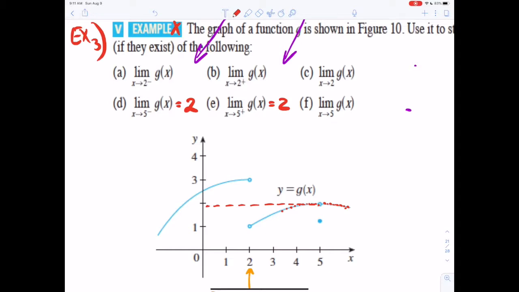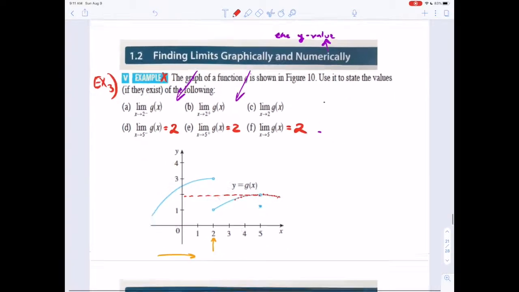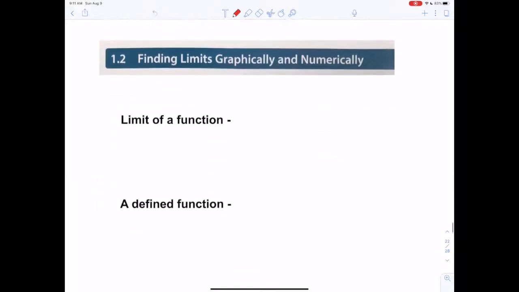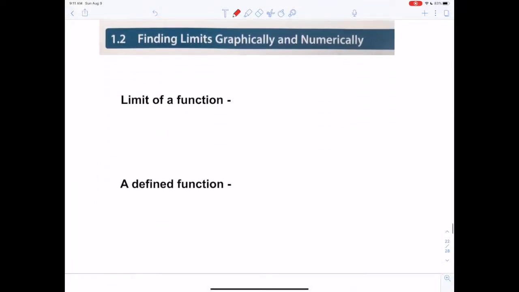So what's the limit of g of x as x approaches 5? Since the two limits are equal, you could say that it equals 2 as well. Okay? If you got that, great. If not, go back and check to see why. And I'm going to move on. Okay, so last part.